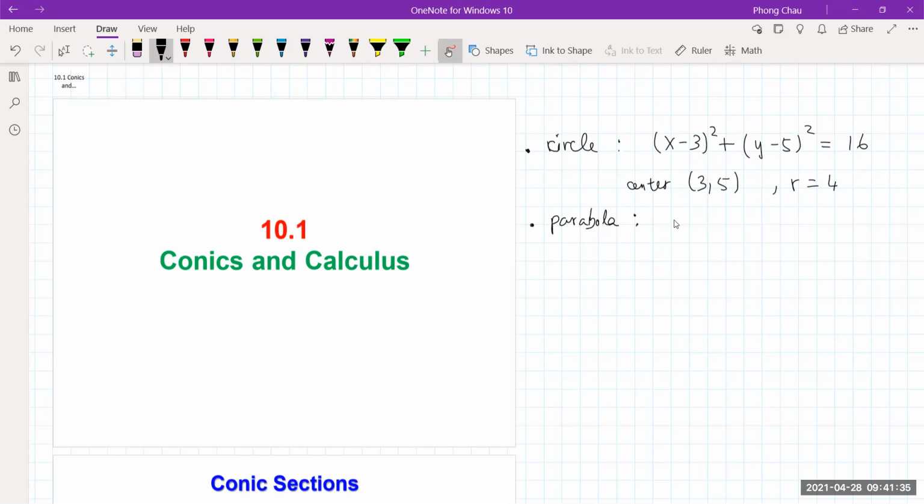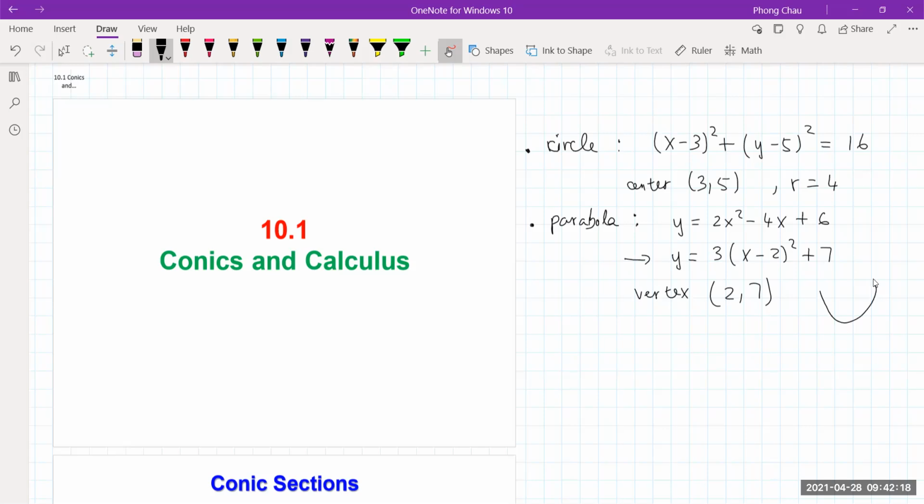You're going to have something like y equals x squared minus 4x plus 6. This is the general form, and we also have the standard form, which looks something like 3 times (x minus 2) squared plus 7. In the second form, you might recall the vertex. This is the parabola with the vertex at (2, 7), and since the 3 is positive, the parabola opens upward.